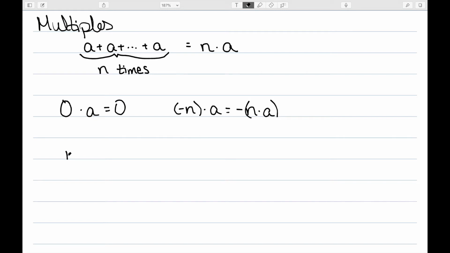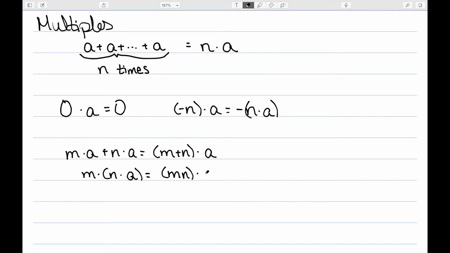So this tells me that if I have m times a plus n times a, it's the same thing as (m plus n) times a, and m times (n times a), it's the same thing as mn times a. So this is the additive version of the law of exponents. And so this would be how multiples work, corresponding to how exponents work when we multiply.